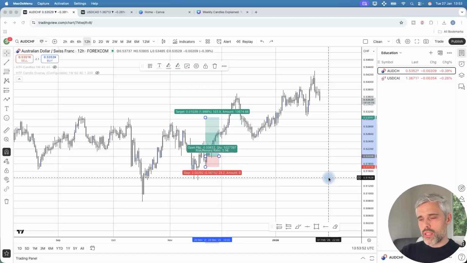So I want to run through 3 ways that I use the weekly range to get into high probability trades, like this 3.5R that played out on AUD CHF. And this is a classic CRT.